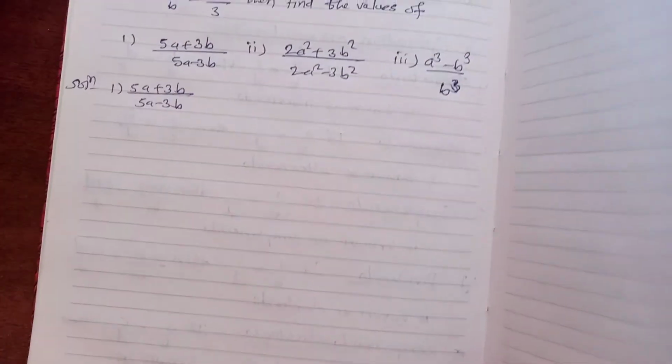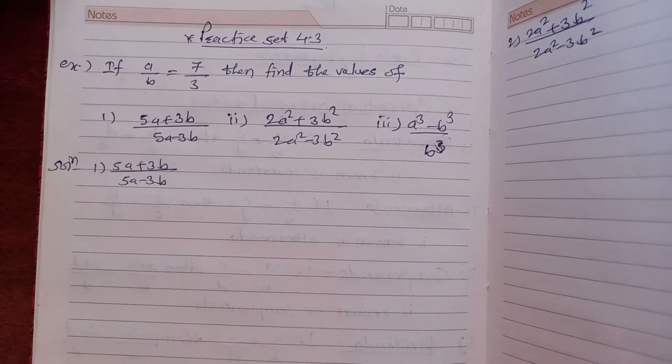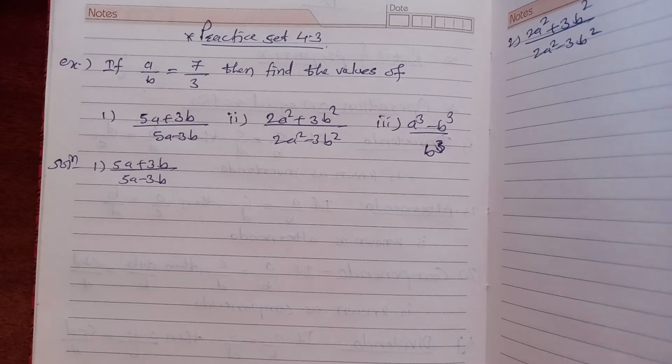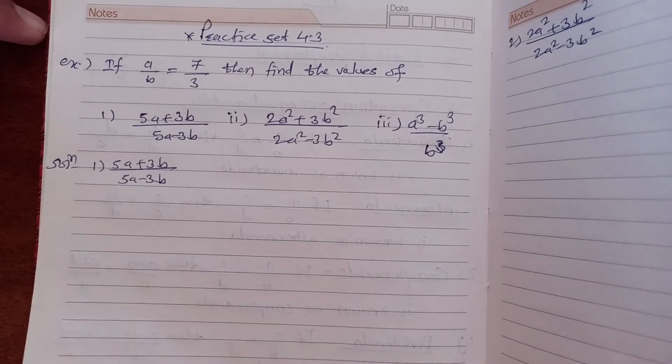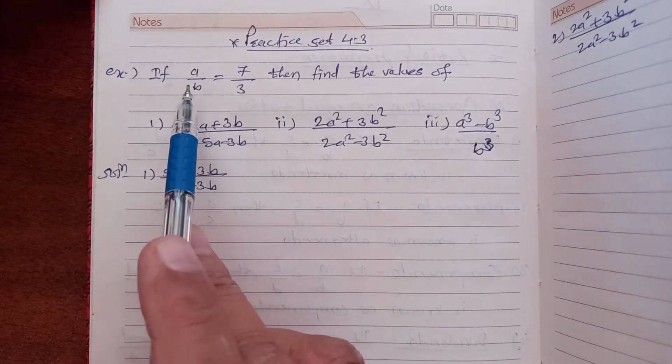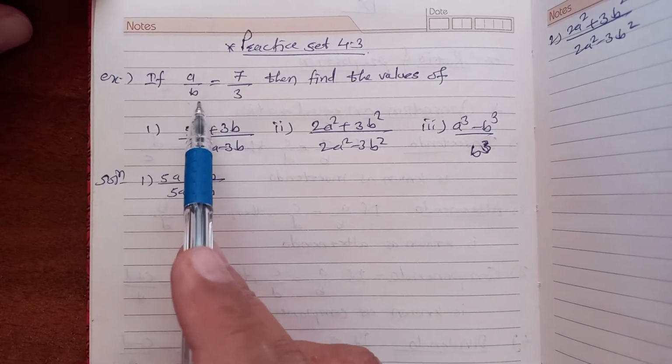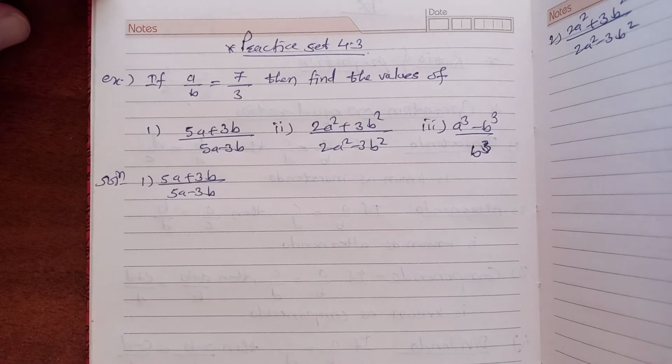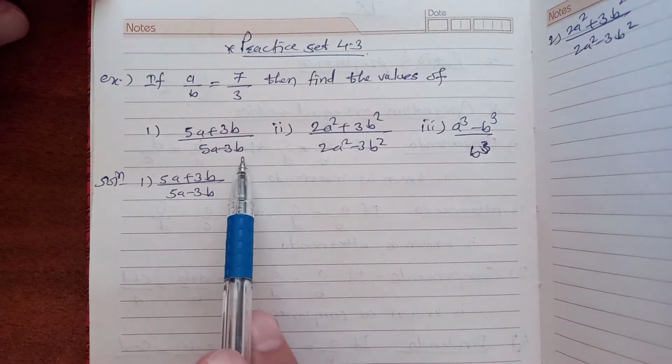See here. Like this, we'll see now practice set 4.1. Okay, so now in 4.1, first here they have given the value of A upon B is 7 upon 3. Then find the values of this.